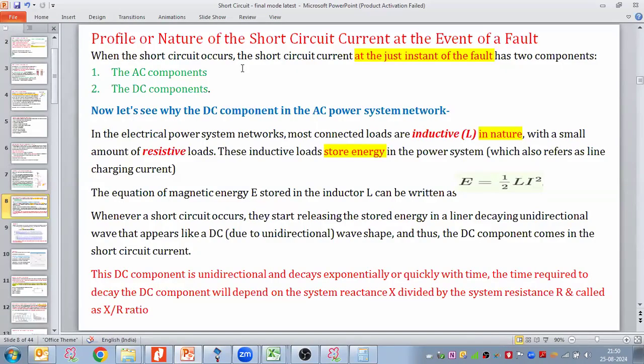Why does the DC component come into the AC power system? Because each and everything is AC, so from where does DC come into the picture? We have already discussed this during the CT and during the breaker. If you remember, during the breaker, we discussed the asymmetrical breaking capacity of the breaker, right?